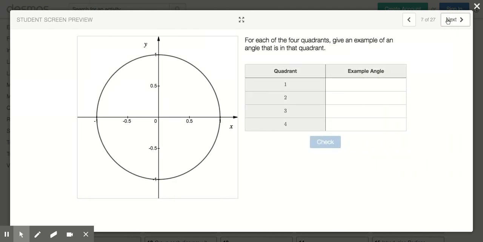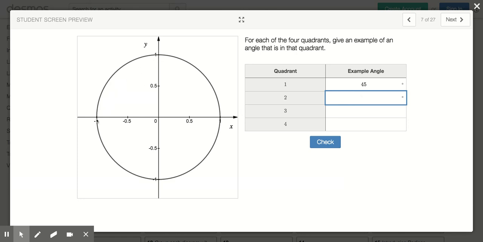All right, so for question slide 7, for each of the 4 quadrants, give an example of an angle that is in each quadrant. So we have 1, 2, 3, 4 quadrants. And if I'm just doing one rotation around, you can do like 2 or 3 and get like 540 or higher than 360. I'm just going to make it easy on myself. And I know that in quadrant 1, it's between 0 and 90. So I'm going to say 45.